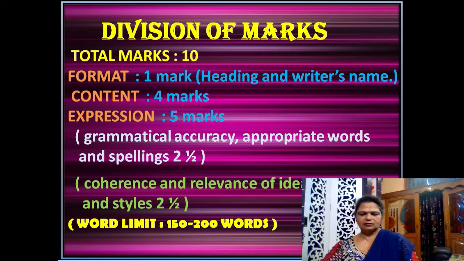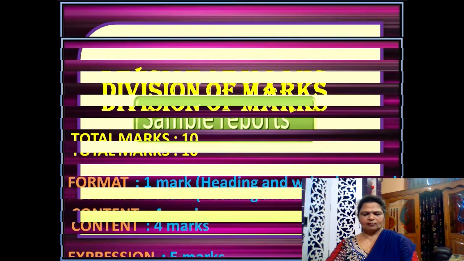Means 1 for format, 4 for content, and 5 for expression. Expression is again divided into 2 sections. Now lastly, I am taking a sample report.